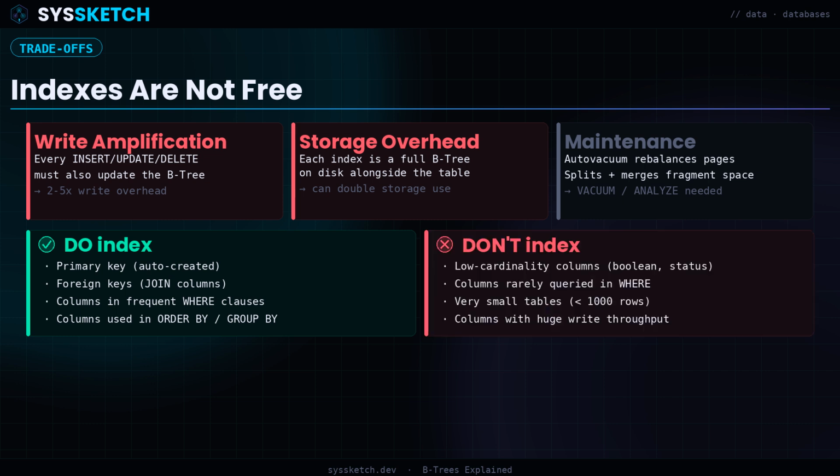Now you know why finding one row in 100 million takes 3 disk reads, why range queries are fast, why indexes cost writes, and when to add them versus when they hurt. The next time your query is slow, check if you are missing an index. And the next time it is fast, you know exactly which tree to thank.